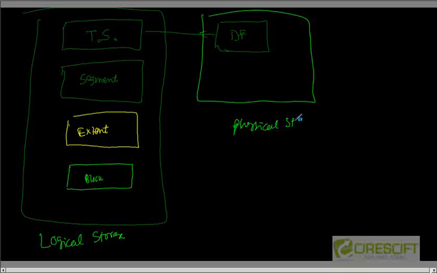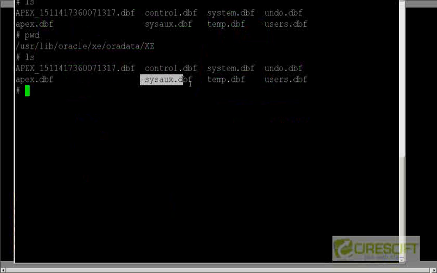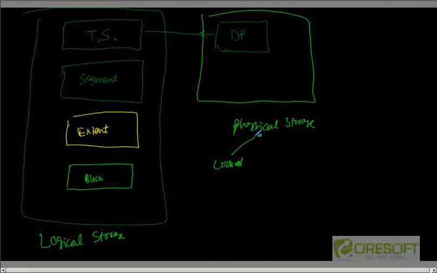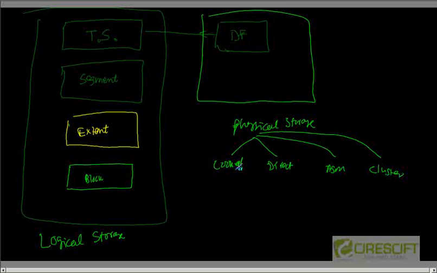Again, this physical storage can be a cooked file system. That means whatever I showed you right now, users1.dbf, is basically an operating system file system. Or it can lie directly on the disk, which is called direct access. Or it can be an ASM based file system, or a cluster file system. Don't worry about this. We have given you the example here with the cooked file system.